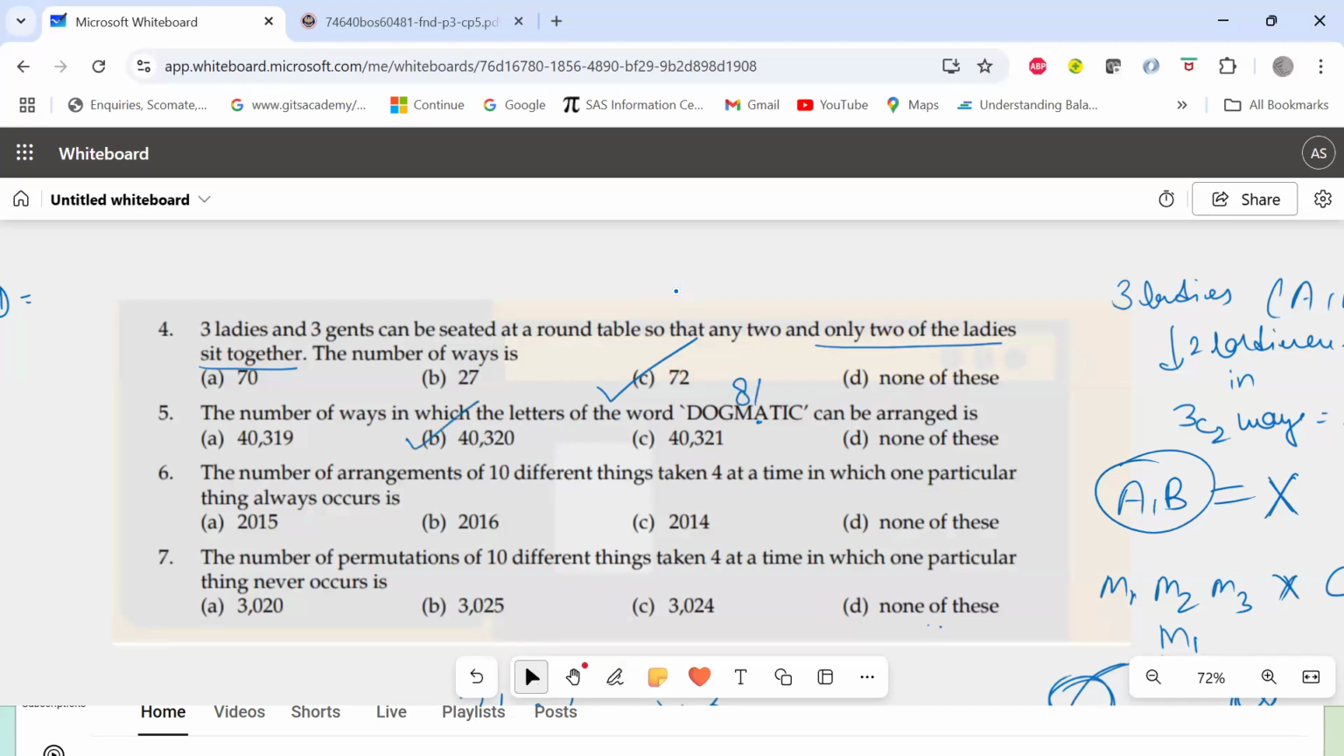Now, the number of arrangements of 10 different things taken 4 at a time. From 10 things you have to take 4, which would be done in 10C4 ways. But one particular thing always occurs, so it would always be there. So you have to select only 3 things from the remaining 9 things. 9C3 means 9 into 8 into 7 by 3 factorial, which is 6. The answer for this would be 84.